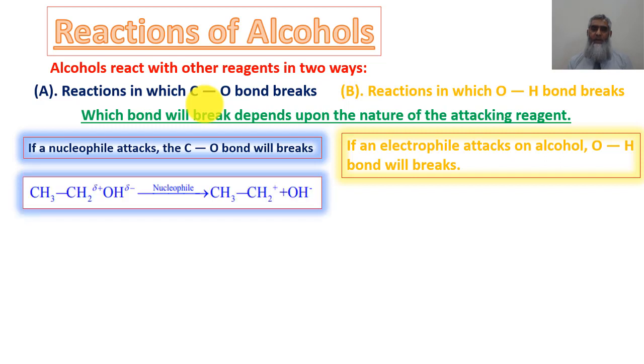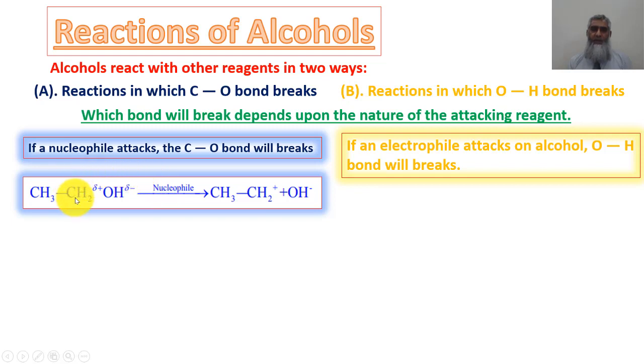Let me see examples of some attack of nucleophile on alcohol. This is ethanol, ethyl alcohol. When nucleophile will attack, nucleophile means nucleus loving species, it will attack on the carbon atom. So the carbon-oxygen bond will break up because nucleophile will attack on this carbon atom.